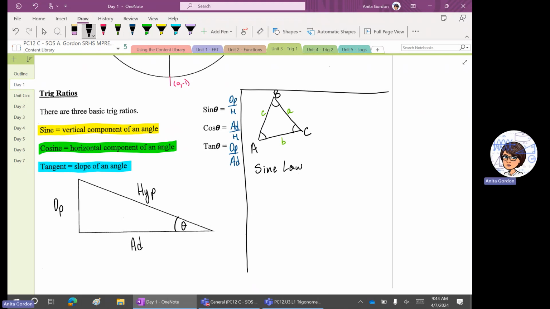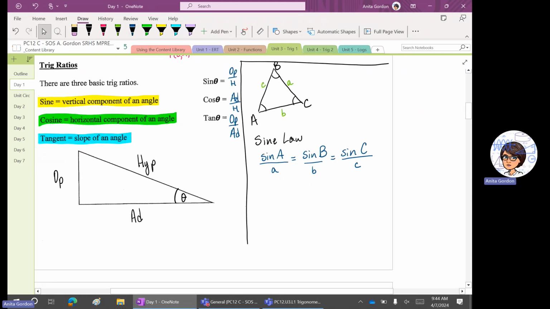And the sine law states that the ratio of sine of the angle A compared to its length is equal to the sine of angle B compared to its length, which is equal to the sine of angle C compared to its length. So this is true for angles of not right triangles. It does work with right triangles as well, but usually we have a simpler formula right here for right angle triangles. And we also have the cosine law.